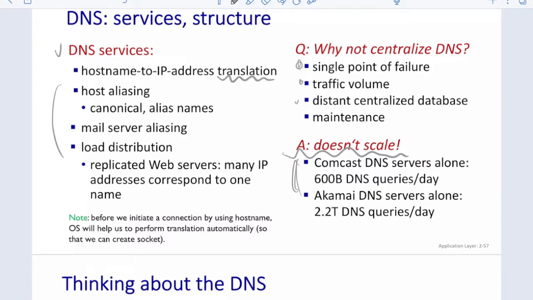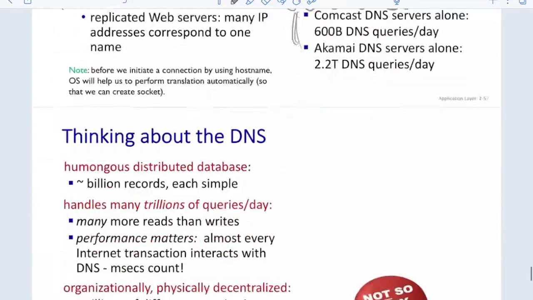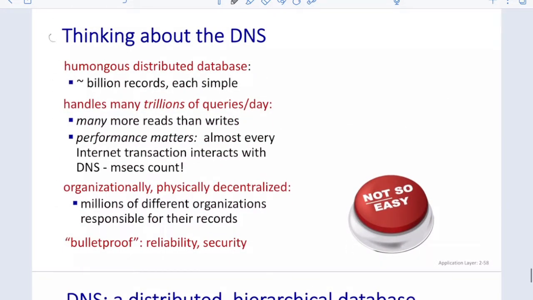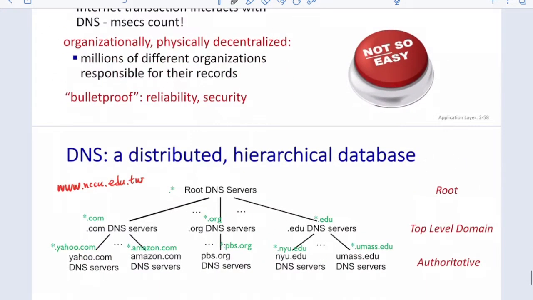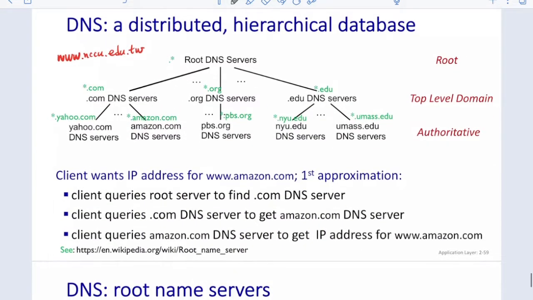So we need a decentralized database, and it is very difficult to maintain one single server to support a centralized DNS, so we don't do so. Because of those reasons, we don't use a centralized DNS server. We use distributed DNS servers. We will skip this page because we will talk about the concepts in the following pages.